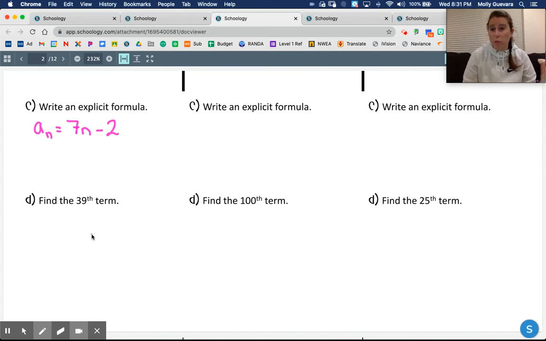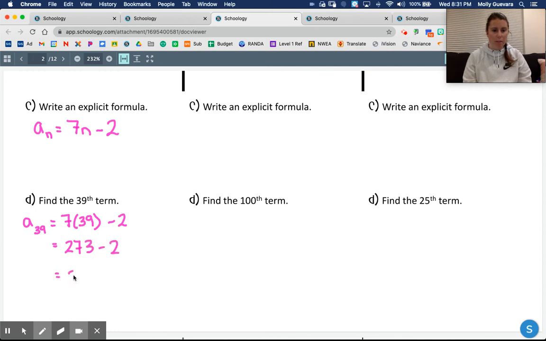Once my explicit formula is found, I can do part D that says find the 39th term. So I'm going to plug in 39. So I have A sub 39 equals 7 times 39. That is not a subscript. This is not a subscript. This one is minus 2. So 7 times 39 is 273 minus 2. So I get 271.